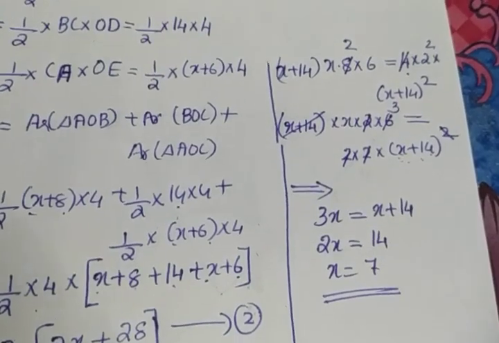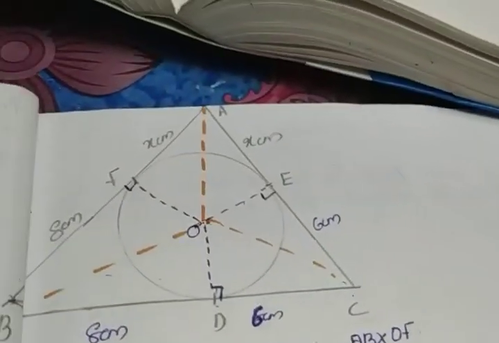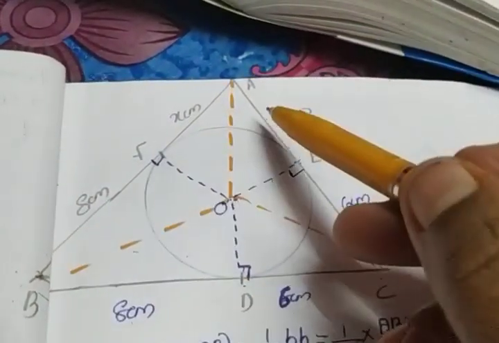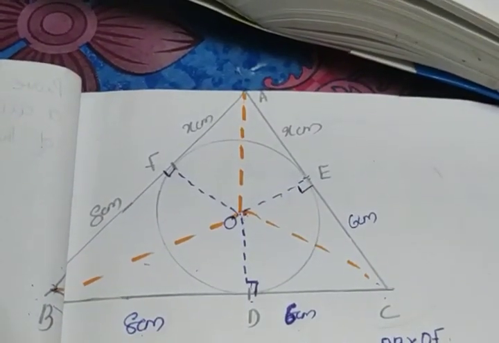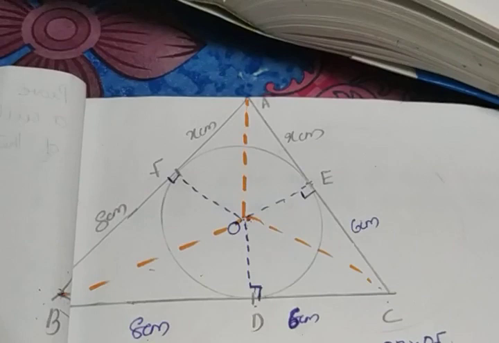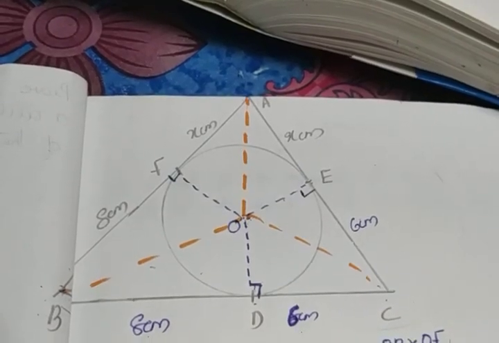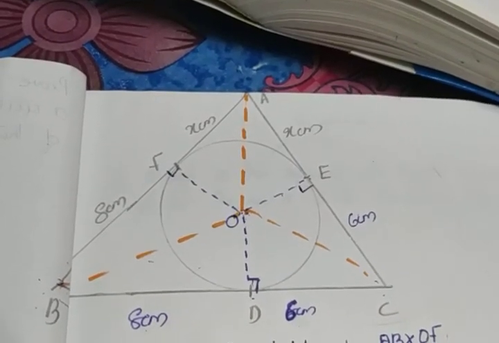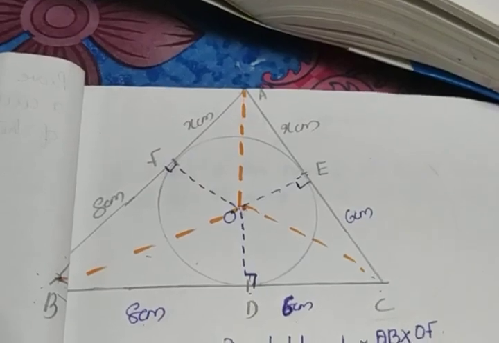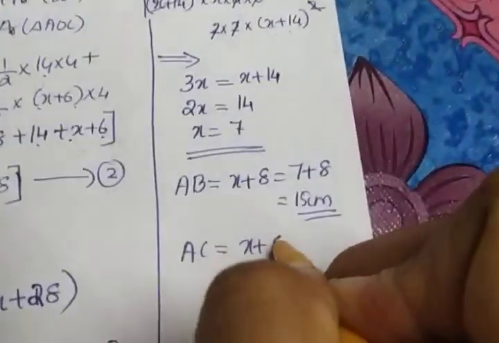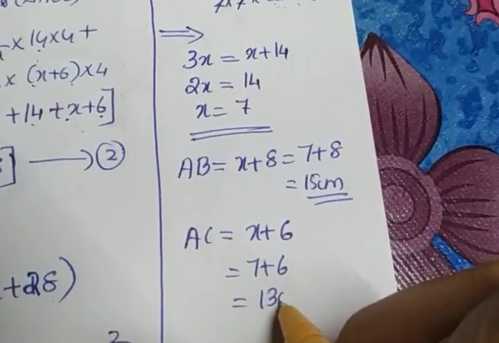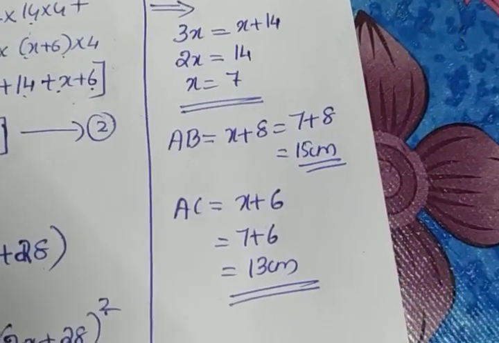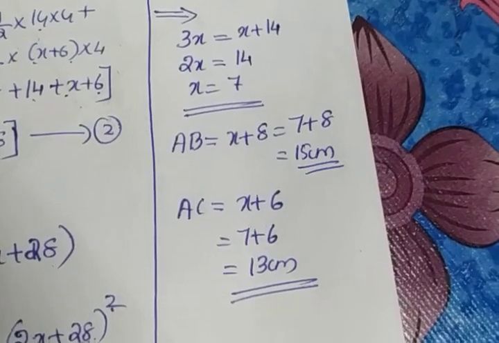Okay, and what was our question? To find the sides AB and AC. What was AB? x plus 8. So AB will be equal to x plus 8, which is equal to 7 plus 8, which is 15 centimeters. And what about AC? AC will be equal to x plus 6, which is equal to 7 plus 6, which is equal to 13 centimeters. This was our question, to find the sides AB and AC.